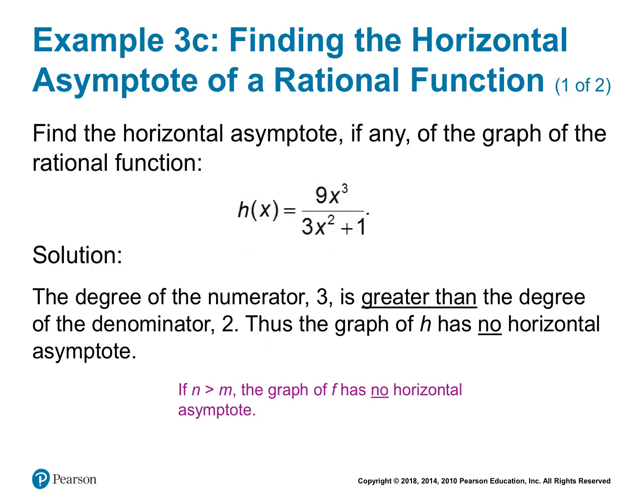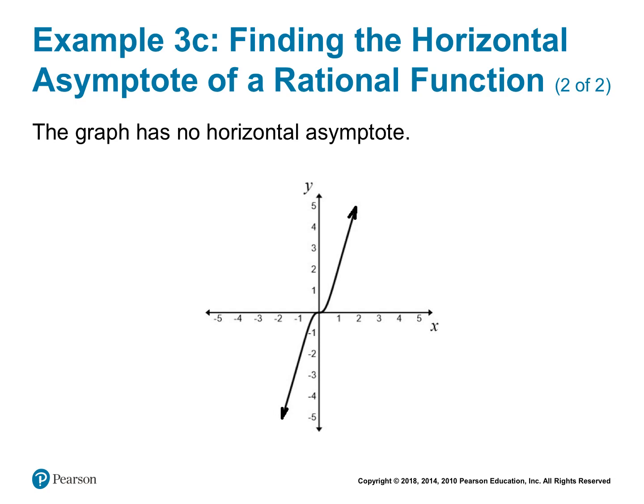Now this one, the degree of the numerator is greater than the denominator. So if n was greater than m, then there's going to be no horizontal asymptotes to this graph. And you can see that it's not going to be approaching any line together. They're kind of going off in their own directions.